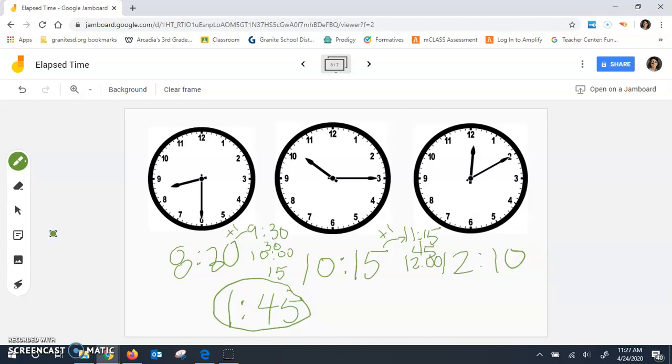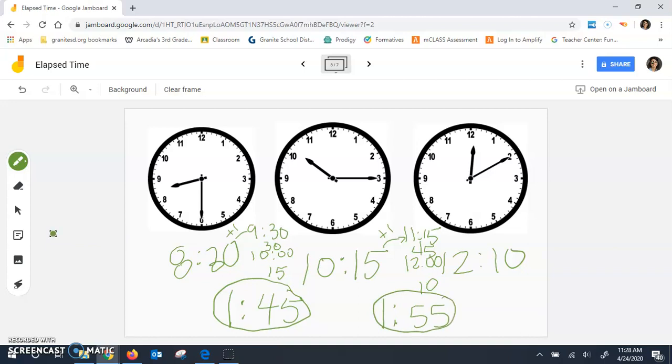So think about it this way, 11:15, my 15 is here on my 3. Count by 5s till you get to 12: 5, 10, 15, 20, 25, 30, 35, 40, 45. So 45 minutes have passed. And then we're at 12 o'clock here, so we have an extra 10 minutes to get to 12:10. So that would be 1 hour from 10:15 to 11:15, 45 minutes to 12, plus 10 is 55 minutes. So that's a review on elapsed time.